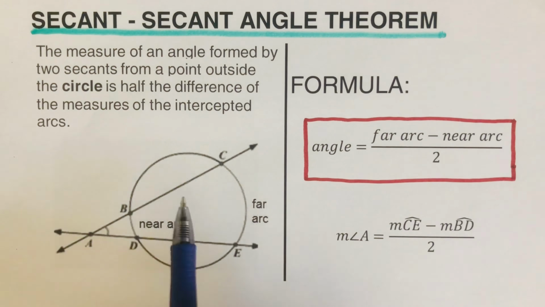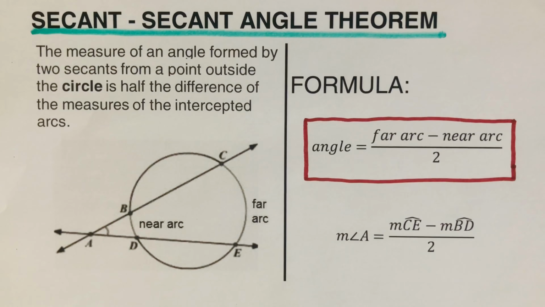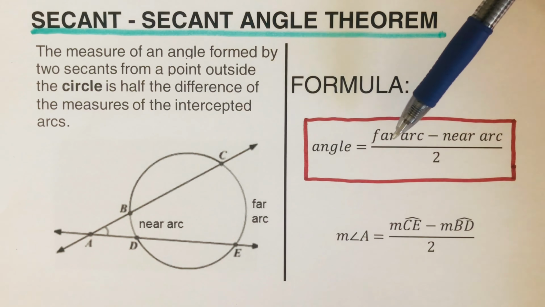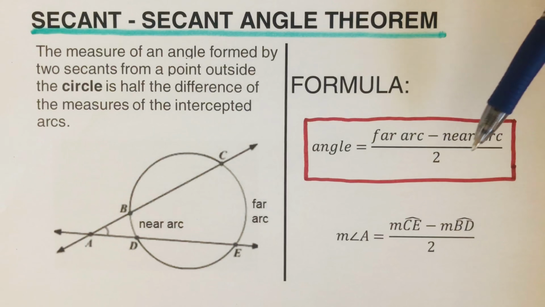If there are two secants that go through the circle, there are two arcs that would be intercepted. I'm naming one the far arc, and the other one the near arc. Far arc because it is far from the angle, and near arc because it's close to the angle. So that's how I name them. Okay, so we have a formula that works for this. This formula is pretty similar to that of the secant tangent angle theorem. Angle is equal to far arc minus near arc divided by 2.